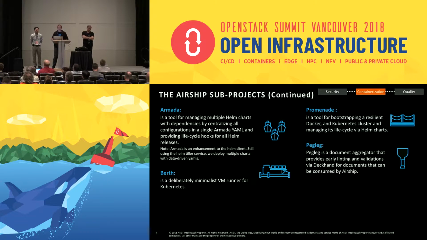Birth is a minimalist virtual machine runner for Kubernetes, which may ultimately pivot to something else like KubeVirt or some other leading project in this area as they stabilize. Promenade allows users to deploy a resilient, production-grade Kubernetes cluster and provides us the ability to manage Kubernetes lifecycle using Helm charts. It supports our desire to manage installs and updates in the exact same way for every piece of software that we deploy, including Airship's own components, which run within Kubernetes themselves.